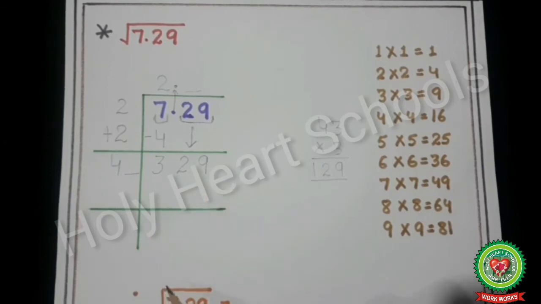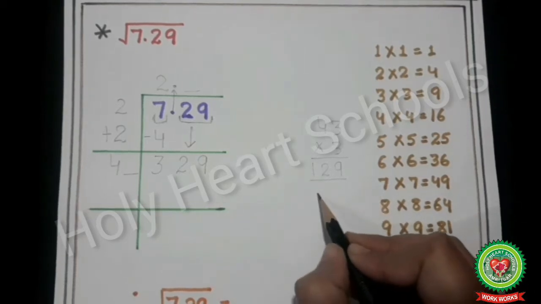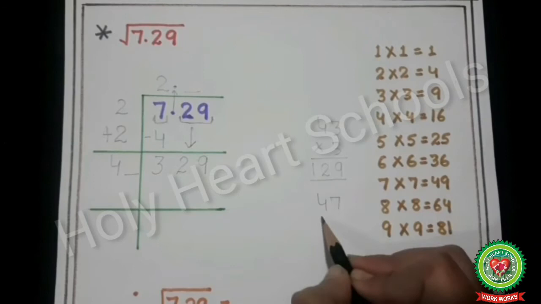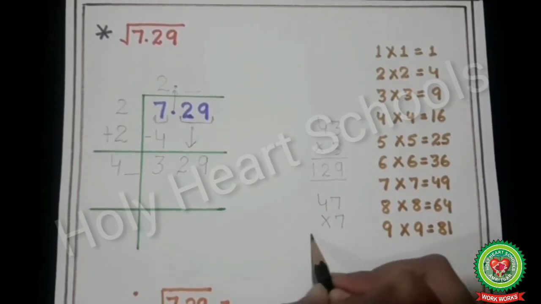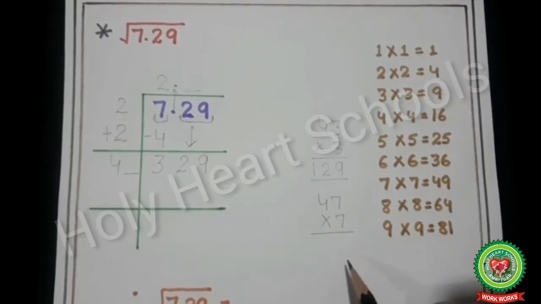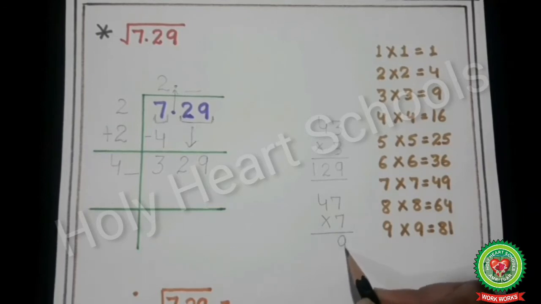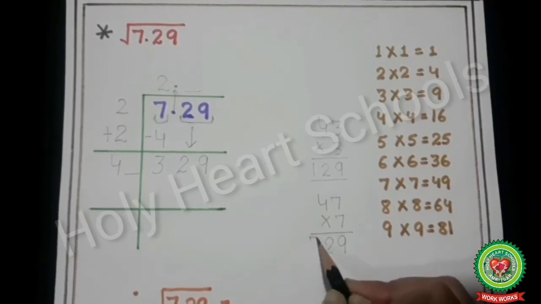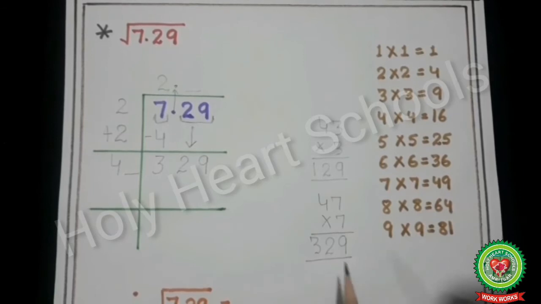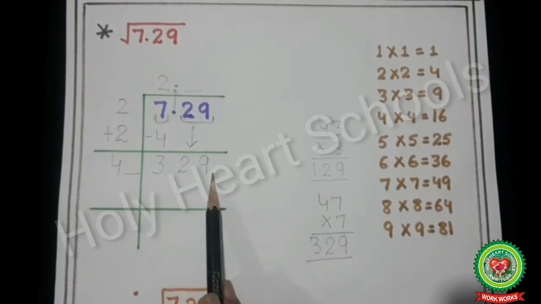So move towards the next digit. Thinking in such a way, we have got another digit 7, which is satisfied by this last digit 9, as 7 multiplied by 7 is 49. So let's check which number 47 multiplied by 7 will give you. On multiplying 47 by 7, we have got 329, which is equal to the dividend.